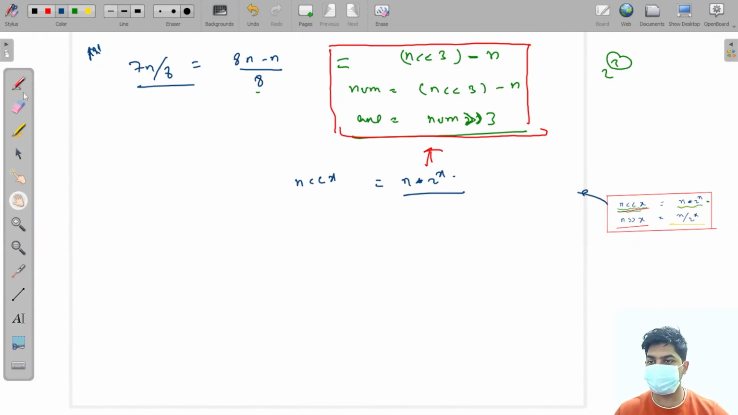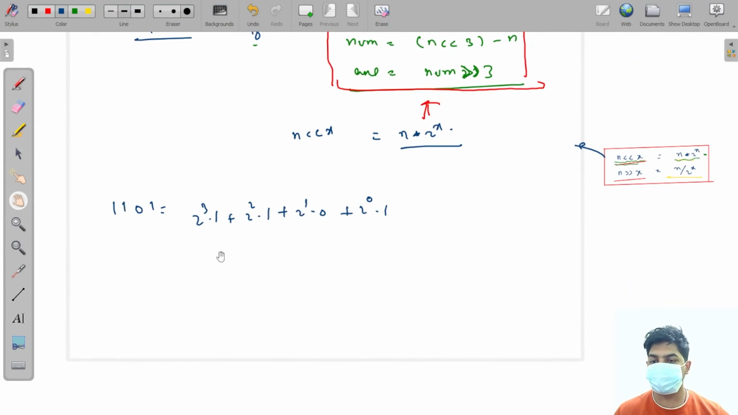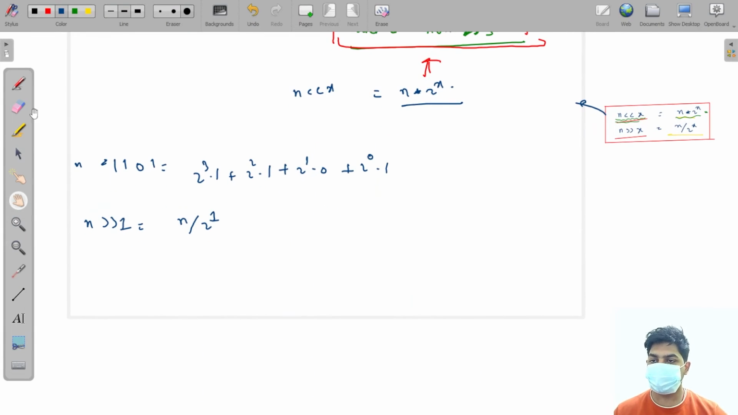So similarly, let's suppose the number is 1101. This can be written as 2 raised to power 3 into 1 plus 2 raised to power 2 into 1, plus 2 raised to power 1 into 0, plus 2 raised to power 0 into 1. Now if you perform a right shift on this, that is n, the right shift will be equal to n divided by 2 raised to power 1. Let's see why.